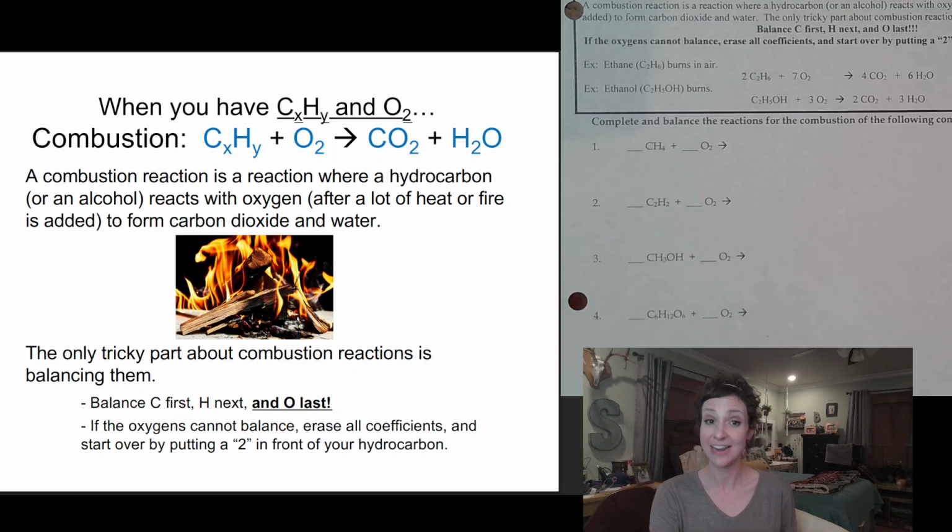A combustion reaction is a reaction where a hydrocarbon or an alcohol, and we'll show you some examples of what an alcohol looks like, which also has carbons and hydrogens in it, so it's not that much of a stretch, reacts with oxygen after a lot of heat or fire is added to form carbon dioxide and water. The product side is simple: carbon dioxide, water, carbon dioxide, water. You do not have to use your brain.